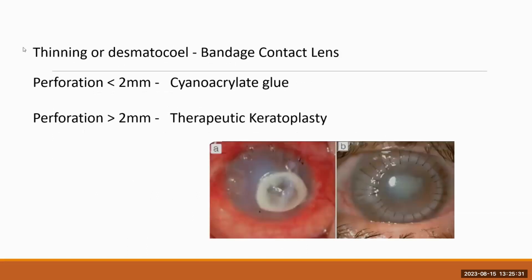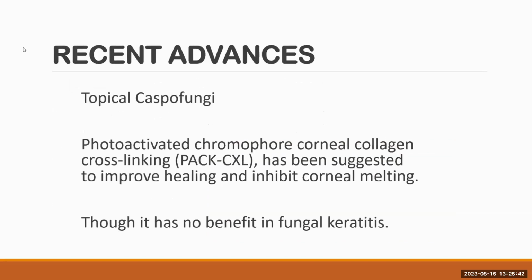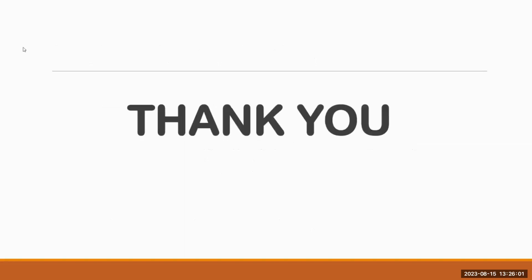If there is thinning or descemetocele, a bandage contact lens can be used. If the perforation is less than 2 mm, cyanoacrylate glue is used, and if the perforation is more than 2 mm, therapeutic keratoplasty is done. Some recent advances show that topical caspofungin can be used, though research is still ongoing. Photoactivated chromophore corneal collagen cross-linking has been suggested to improve healing and inhibit corneal melting, though it has no benefit in fungal keratitis. Thank you.